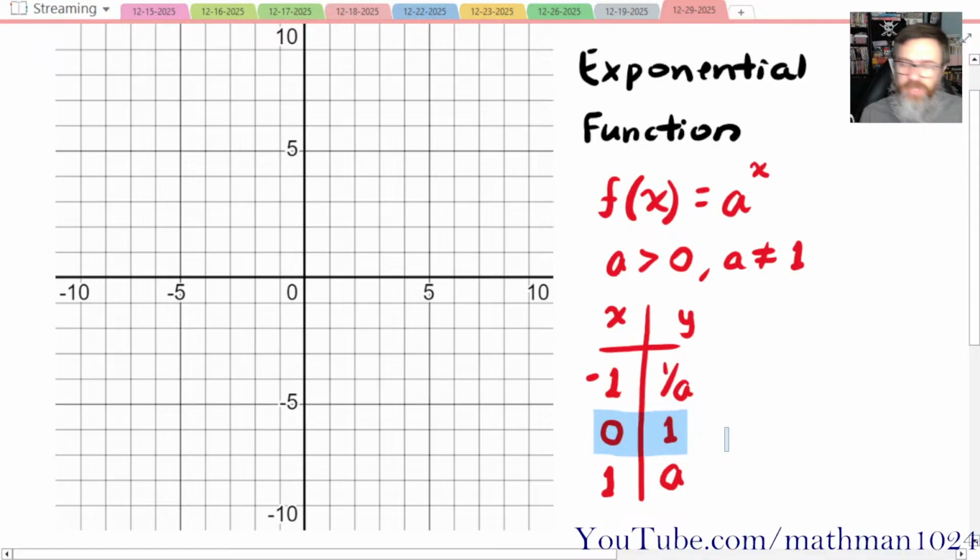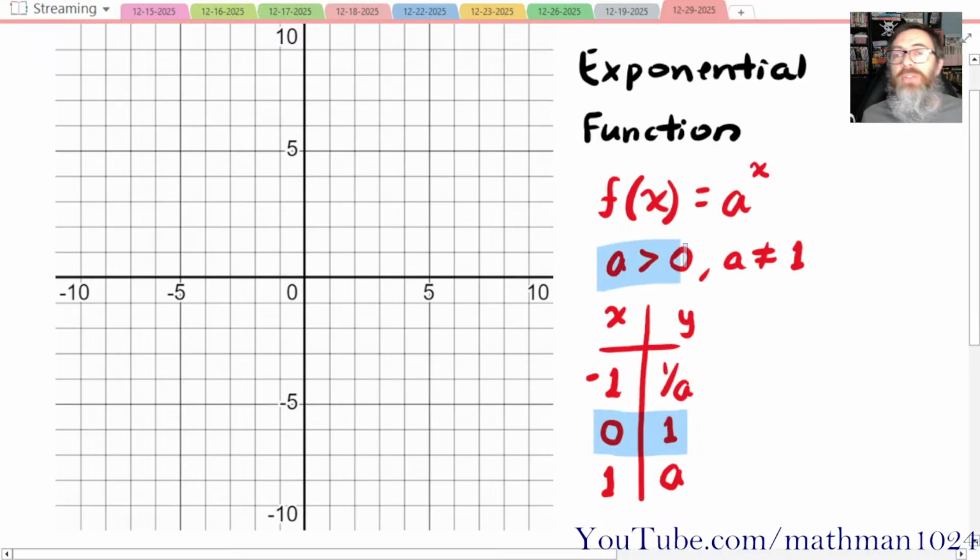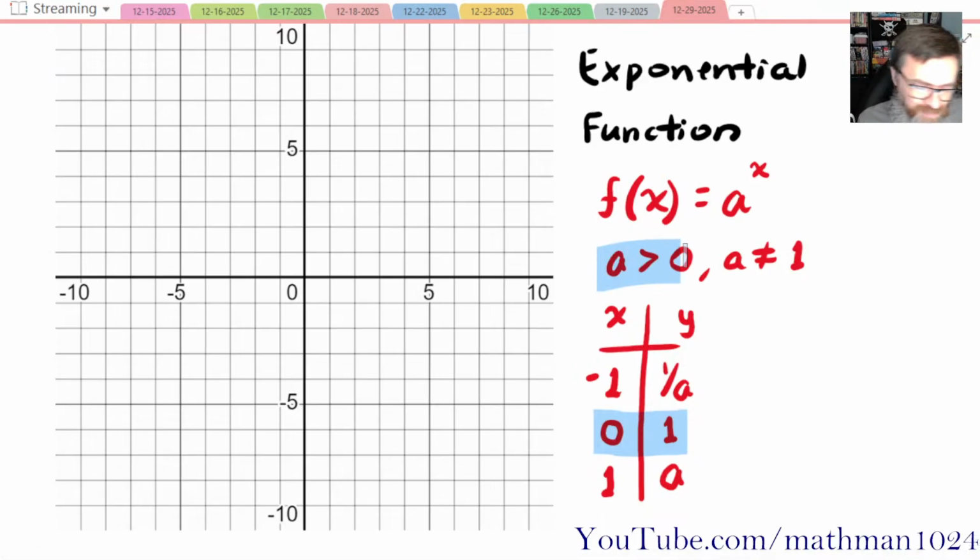So no matter what exponential function we're working with, 0, 1 is going to be what I would call a base point. I like to call it an anchor point because it's going to be there no matter what the base is. You see, it doesn't depend on what a is, because whenever you raise a number to the 0 power, you get 1. The only exception to that is if you do 0 to the 0 power. But we're not going to be doing 0 to the 0 power because we already have that restriction on a saying that a has to be greater than 0. So you're never going to run into that problem.